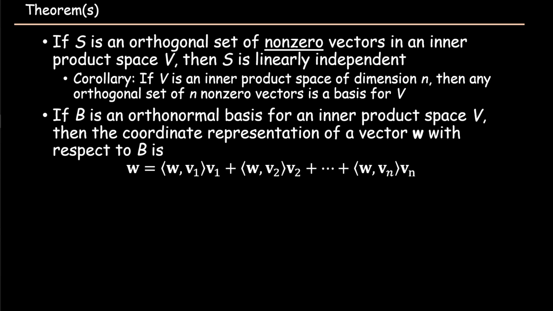Now, if B is an orthonormal basis for an inner product space V, then the coordinate representation of a vector w with respect to B is: w equals the inner product of w and v1 multiplied by v1, plus the inner product of w and v2 multiplied by v2, all the way to the inner product of w and vn multiplied by vn. And this is pretty much similar to the change of bases chapter.